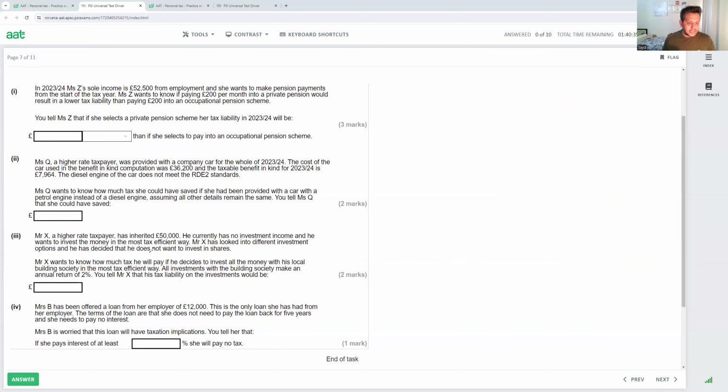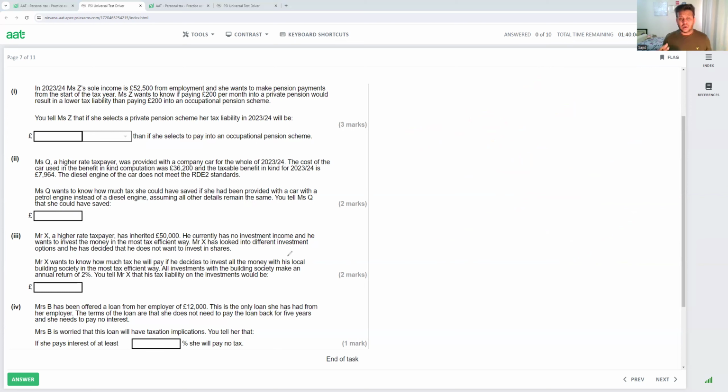Mr. X, a high rate taxpayer, has inherited 50,000. He currently has no investment income and he wants to invest the money in the most tax efficient way. Mr. X has looked at different investment options and he has decided that he does not want to invest in shares, so he doesn't want to incur any capital gains tax. That's fine. Mr. X wants to know how much tax he will pay if he decides to invest all the money in a local building society in the most tax efficient way.